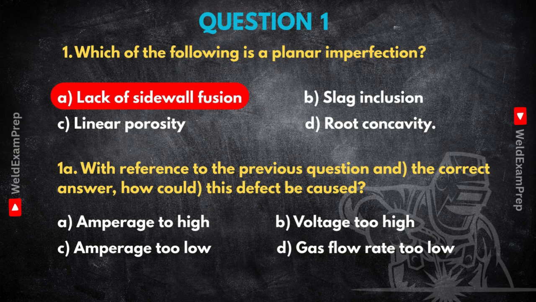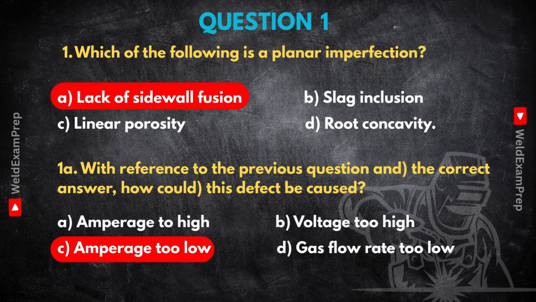Well, the root cause for lack of sidewall fusion is actually quite direct. It's about heat. Specifically, insufficient heat input into the sidewall of the joint. You need enough heat to melt the base metal properly and allow the weld metal to wet it and fuse with it. So thinking about heat, the correct answer has to be C, amperage too low. Amperage too low. Yeah, amperage directly controls the amount of heat generated at the arc. If your amperage is too low, there simply isn't enough energy to properly melt those sidewalls, and that leads to a failure to fuse, even if you're depositing the filler metal correctly. It's like trying to boil water on a stove that's just barely warm. Okay, that makes perfect sense.